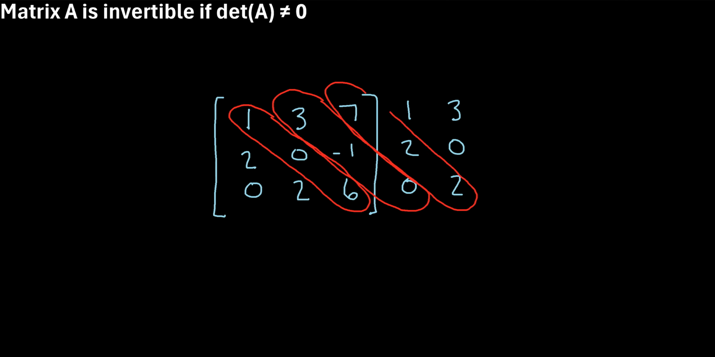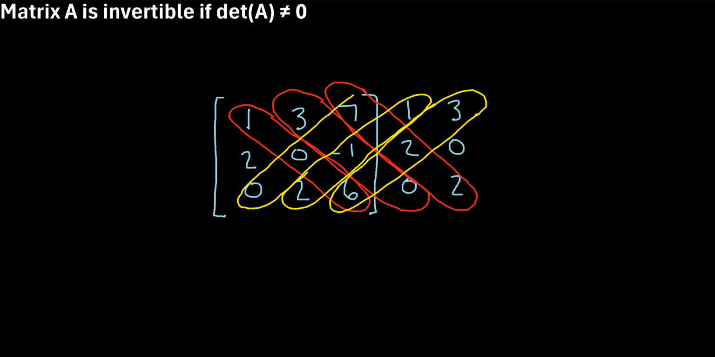And what we do is we'll multiply each of the values in the diagonals and add them together, and then we'll subtract the product of the values on the anti-diagonals. So there will be 3 anti-diagonals as well. And this is a bit of a shortcut way to calculate the determinant of a 3 by 3 matrix, but it's super useful. So let's do that.